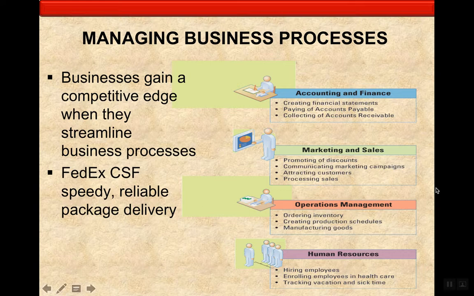So, in accounting, creating a financial statement or paying accounts payable; marketing and sales, calculation, promoting of discounts, identifying customers; operations, ordering inventory, production schedules, production and execution schedules, manufacturing; human resources. Each one of these things, in order to do something in an organization, there's a series of tasks that are constructed, which have an expected outcome.